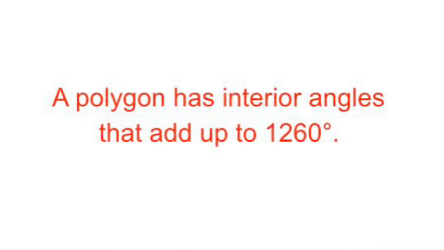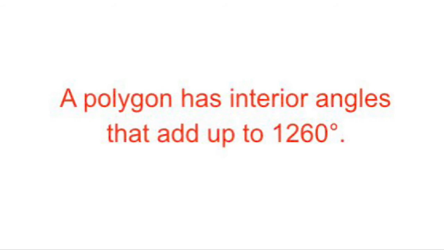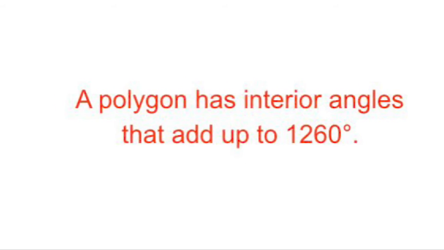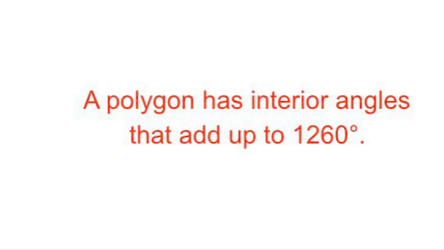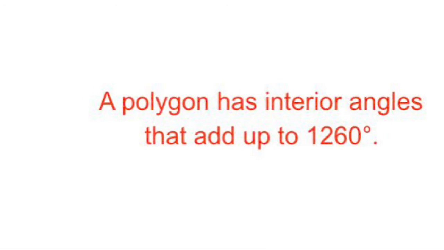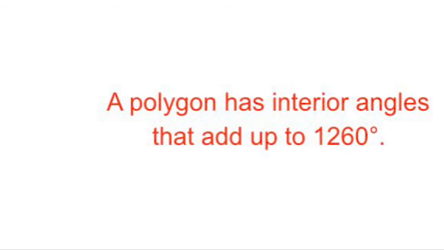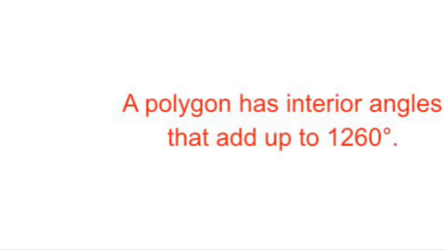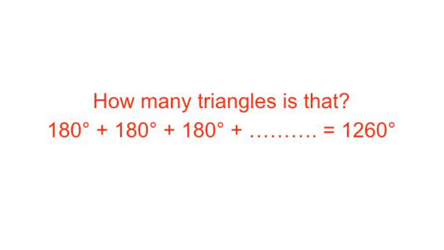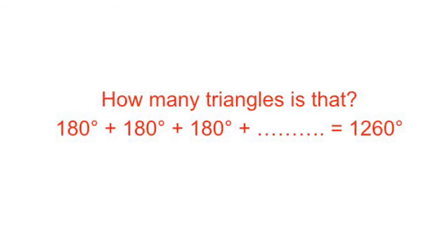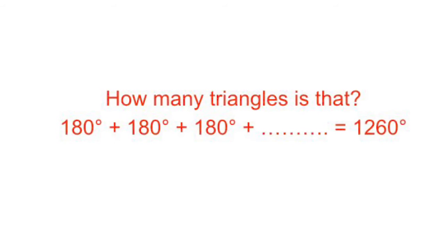Let's try one more question before I let you try the one from the booklet. If you had a polygon with interior angles that add up to 1,260 degrees, my question is, how many sides would that polygon have? You could start adding 180. You could go 180 plus 180 plus 180 plus 180 plus 180 until you get 1,260, and just count how many 180s you are adding.